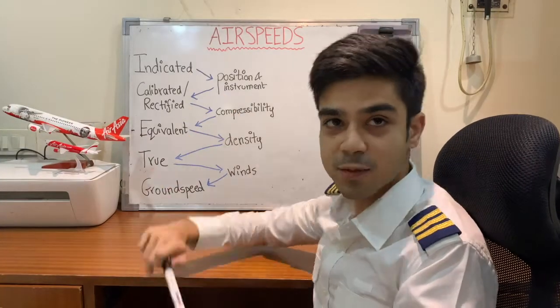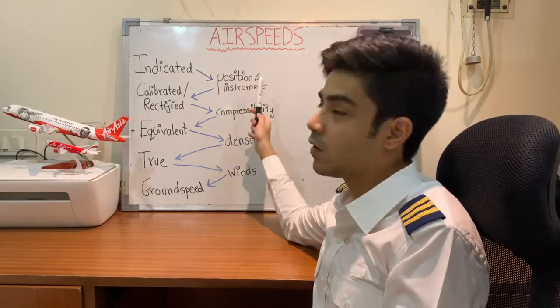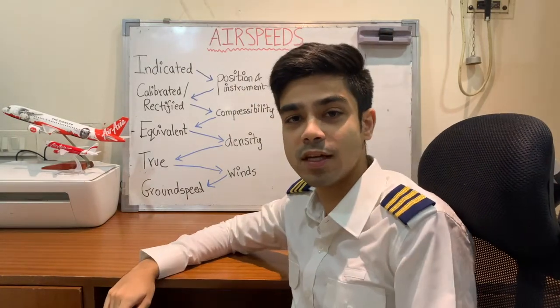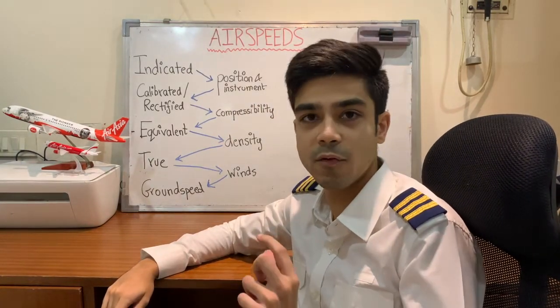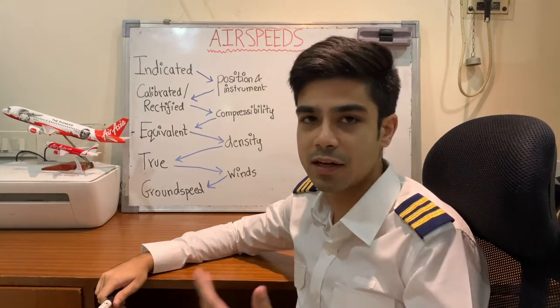So indicated airspeed is the airspeed that you read off the dial of the airspeed indicator. This when it's corrected for position and instrument error. Position error is basically the location of something like the static vent where there's turbulent airflow around, so it's not sensing the right pressure. Something like that is position error.